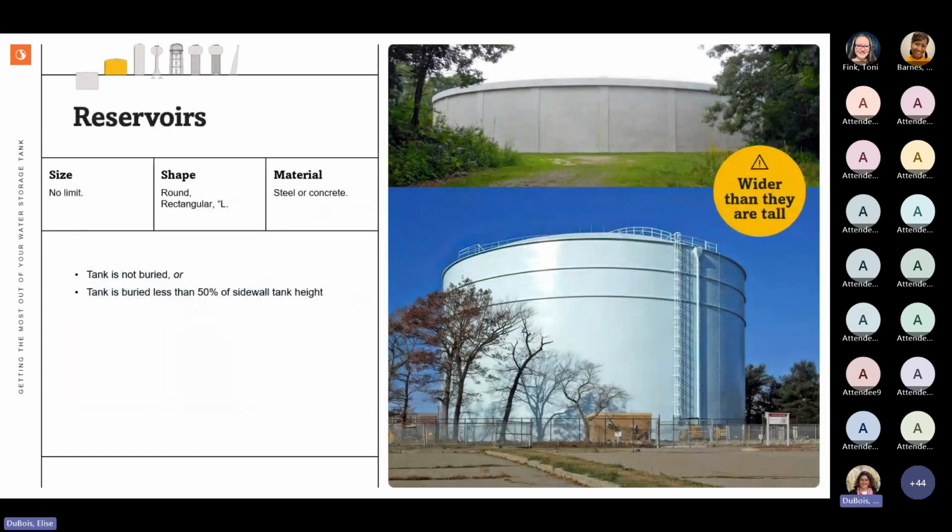Reservoirs are named based on their dimension. If the tank is wider than it is tall, it's a reservoir. Sometimes they don't look like they meet the definition, but check the nameplate data to determine if it's a reservoir or a standpipe. The bottom tank is indeed a reservoir. The diameter is only a foot or so more than the height. So that blue tank.